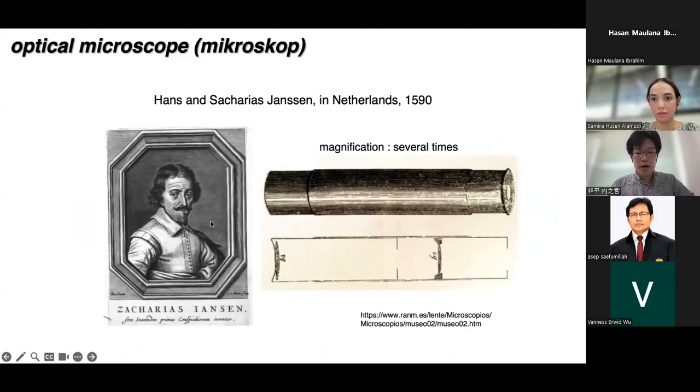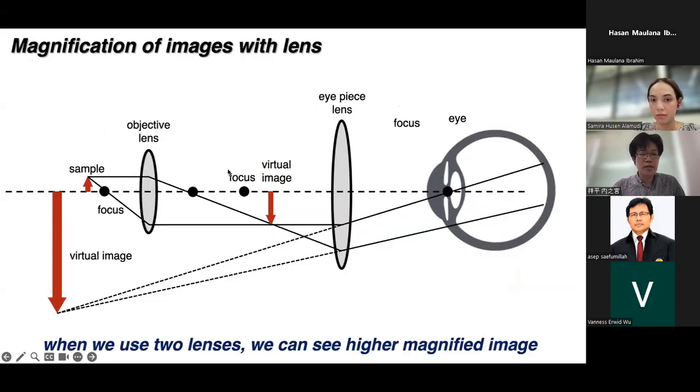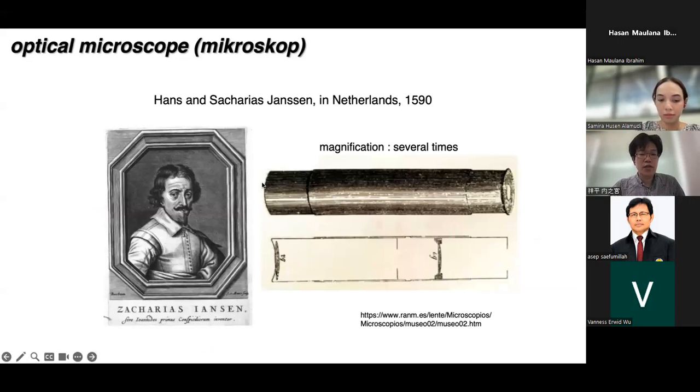Someone might have developed the microscope before them, but many references say that Hans and Zacharias Janssen in the Netherlands initially developed the microscope in 1519. Their microscope was very, very simple. They just put two lenses together as shown here, and the magnification was just several times. I explained the principle of magnification with lenses in the last slide, but this theory was not established in their age. They just put two lenses together like this without any theory. However, this is the initial microscope that human beings developed.